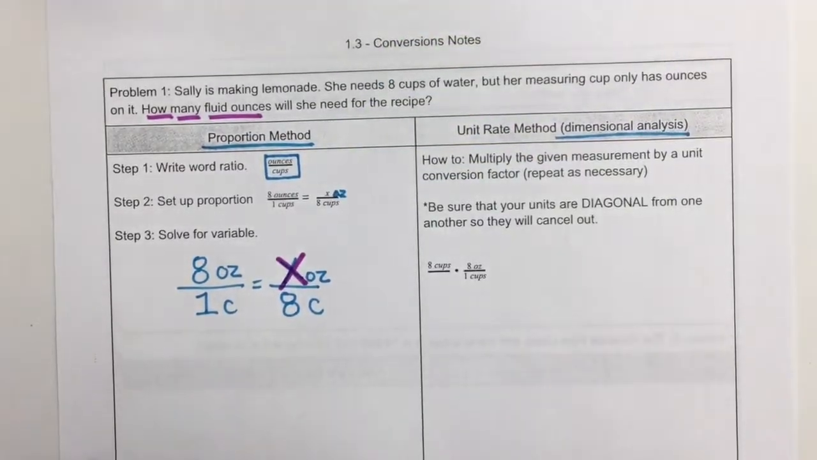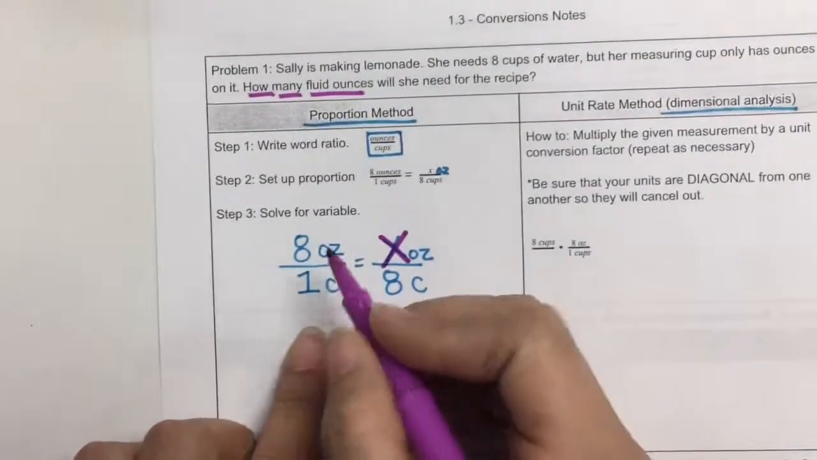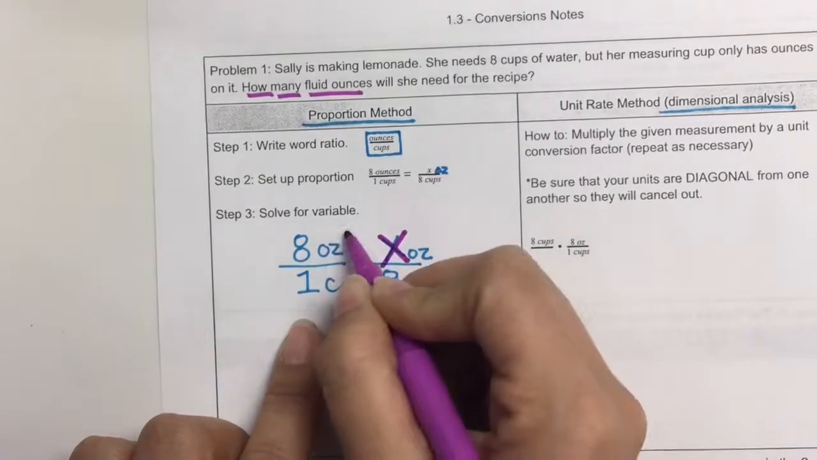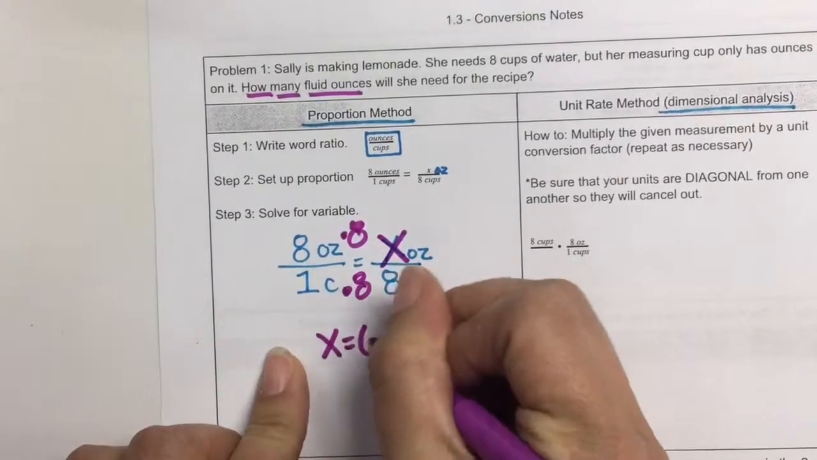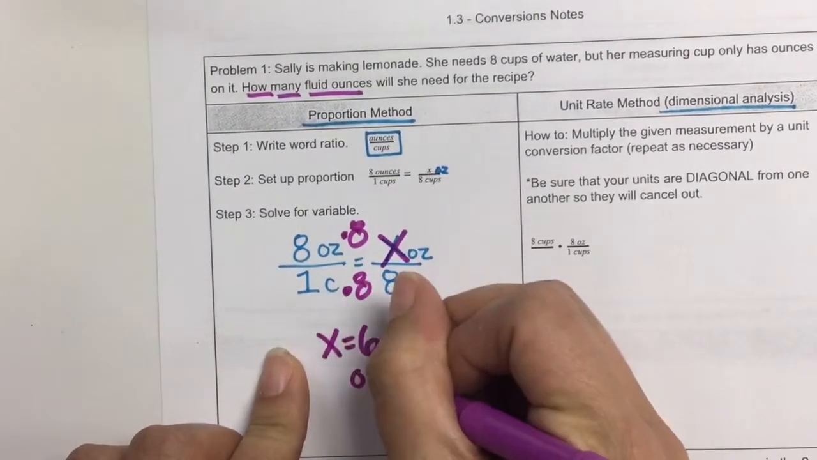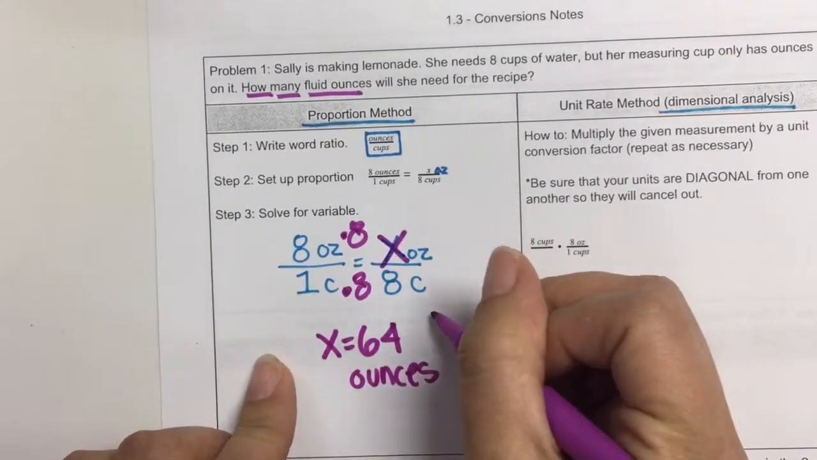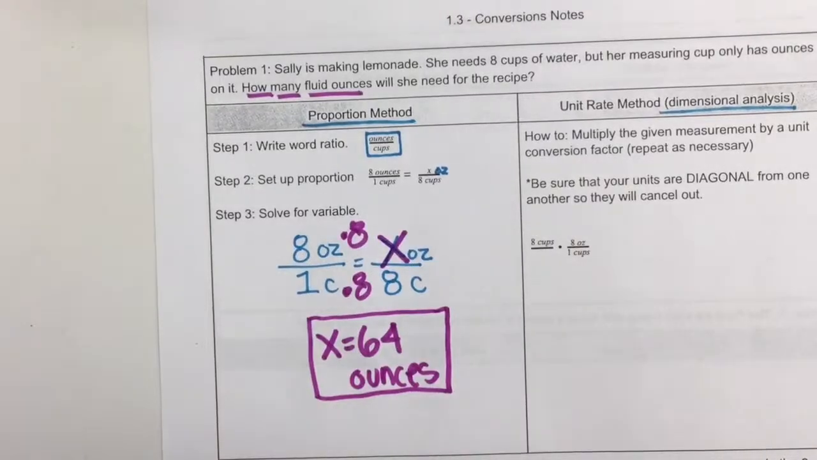Now we can just solve this using proportions. In my opinion, you should just do equivalent ratios. So 1 times 8 is 8, and 8 times 8 is 64. So I need 64 ounces if I need 8 cups. And that is one way of converting.